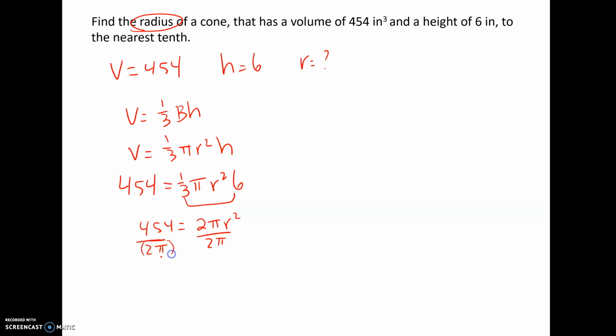Careful when you plug this into your calculator. Some of you guys are making mistakes on this when you plug this in. Once you do this, you're going to get r squared is equal to something like 72.256, and it keeps on going. Keep it in your calculator, don't round it, and then you're going to take the square root of both sides. And when you do that, you get r to be approximately 8.5.